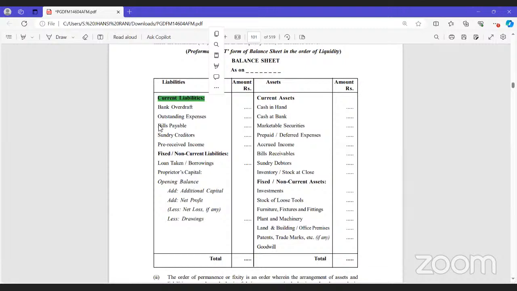Next, bills payable. We have to pay. We have not yet paid, or we are paying. So it's a liability. Next, sundry creditors. Sundry creditors arise because of credit purchases.